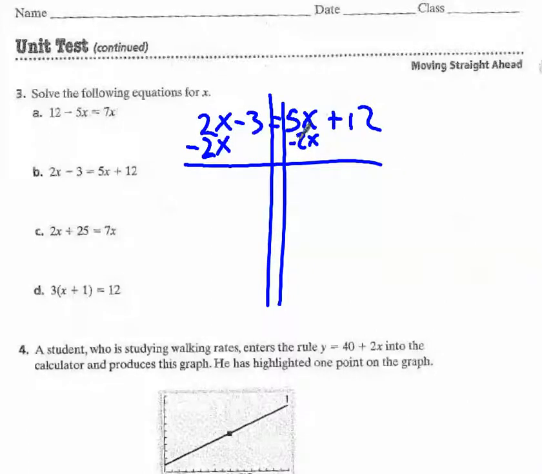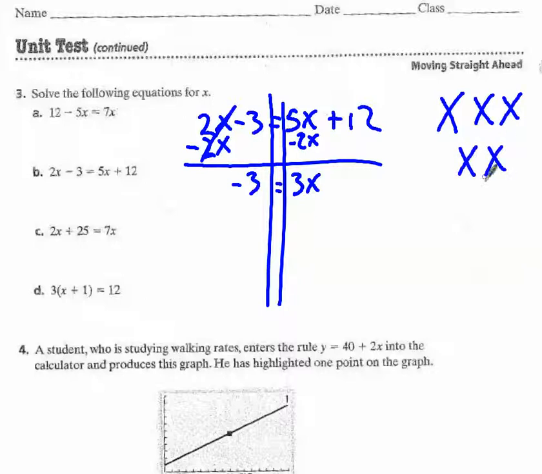2x minus 2x is 0. They cancel out. So we have negative 3 is equal to 3x, because if I have 5 x's and I take 2 of the x's away, just for those people who are having trouble with it, so if I have 5 x's and I take 2 x's away, what do I have left? I have 3 x's. So you have to keep the x in the expression.